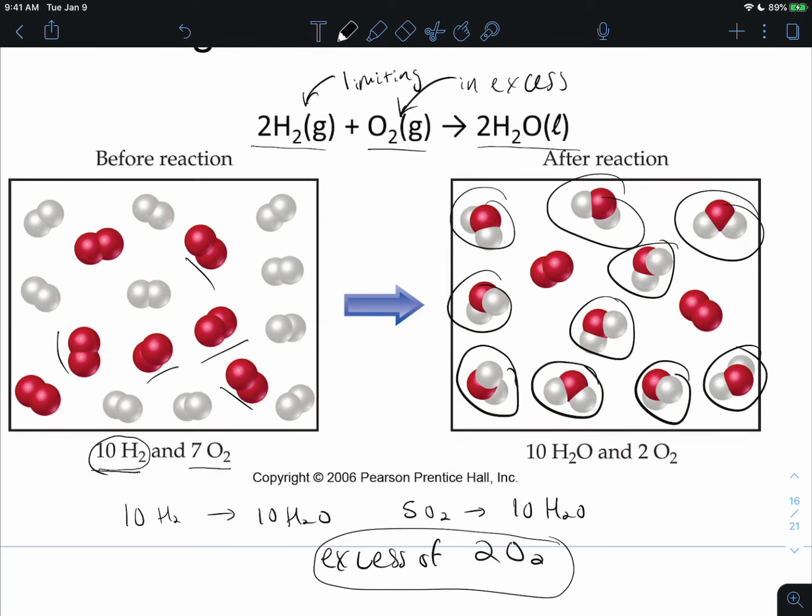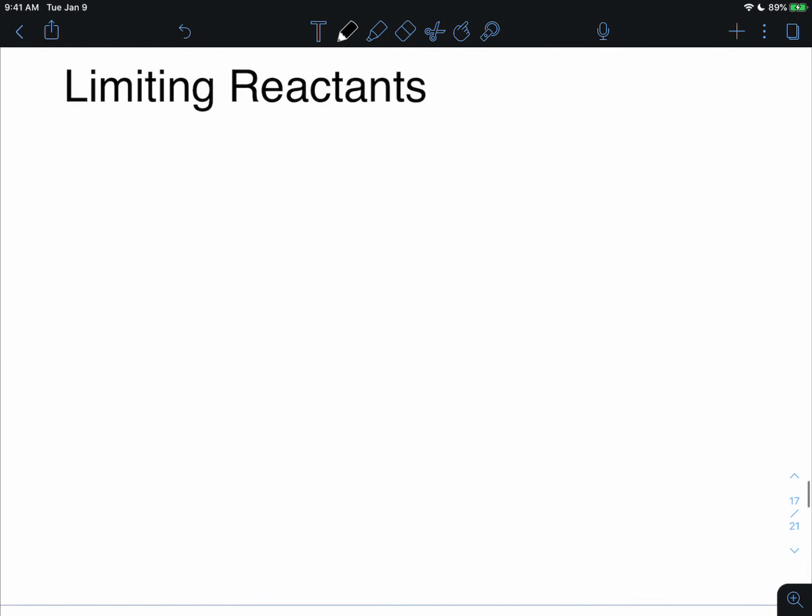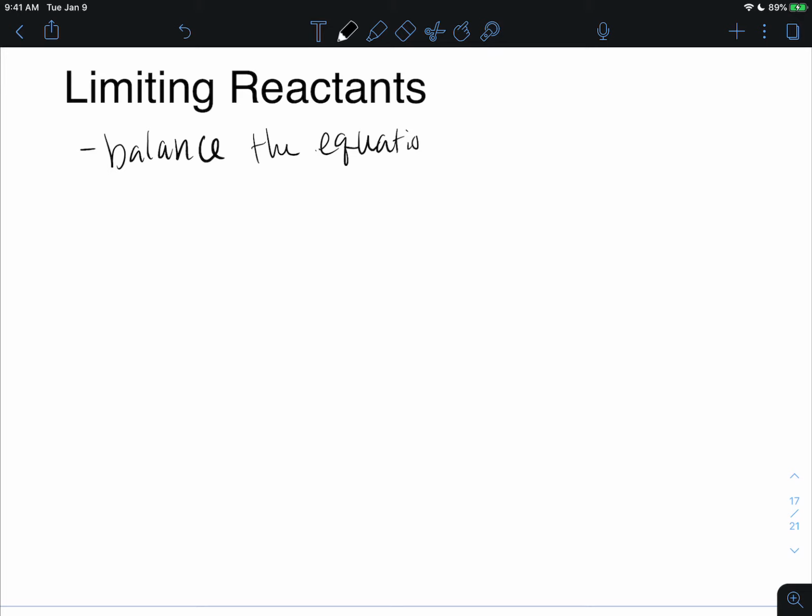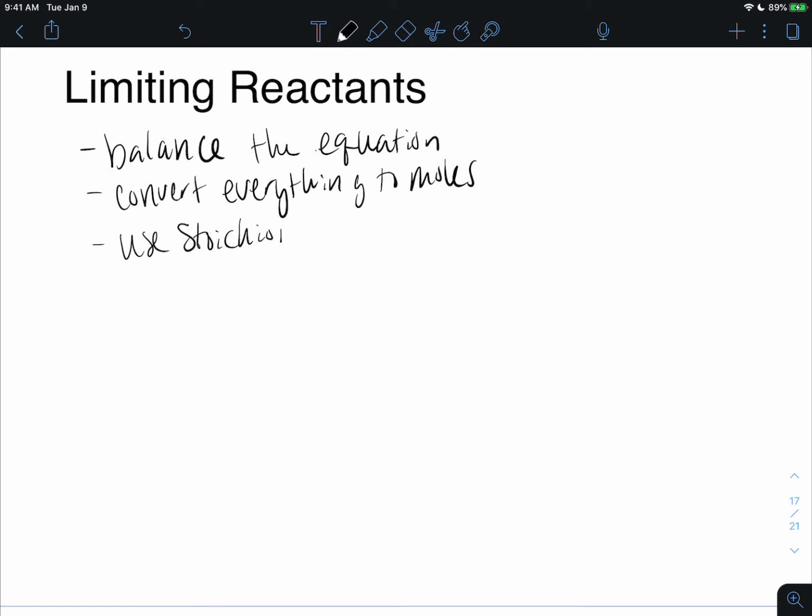And we can actually calculate how much excess we have. So let's look at the steps of our limiting reactant problems. First, always balance the chemical equation. After we've done that, we're going to convert everything into moles. When you're dealing with a limiting reactant problem, you're going to be given 2 or 3 reactants, and you're going to convert all of them into moles. Then you're going to use stoichiometry to convert all of the individual reactants into one product.